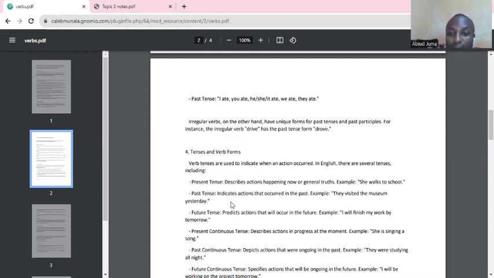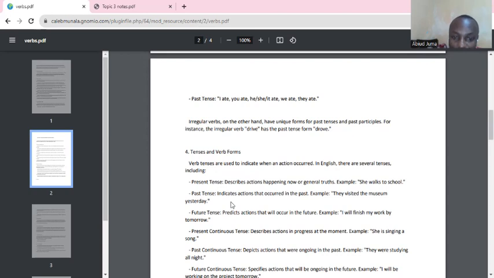In English, there are several tenses, including present tense, which describes actions happening now or general truths. Example: she walks to school. That is present tense. Past tense indicates actions that occurred in the past. For example, they visited the museum yesterday.